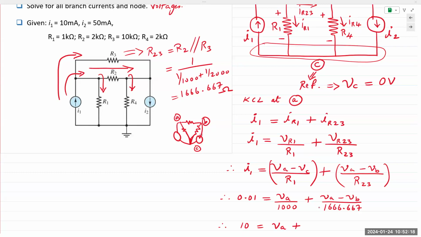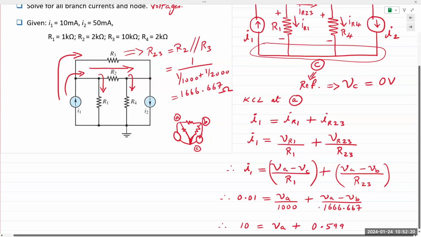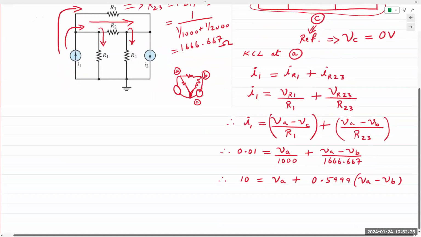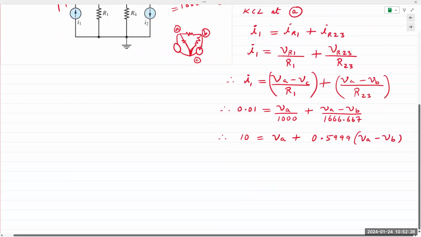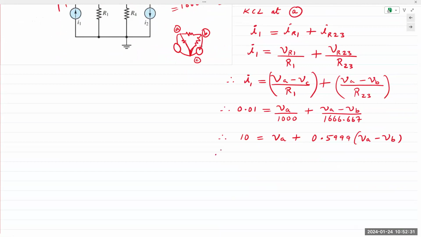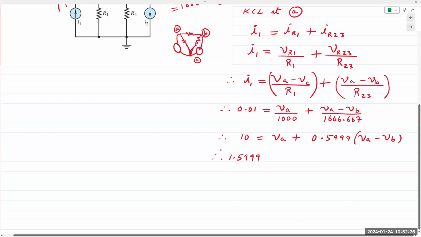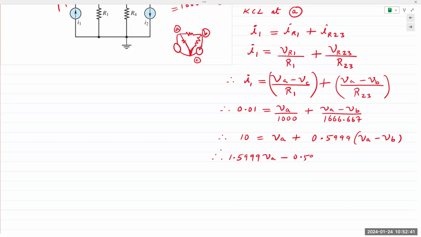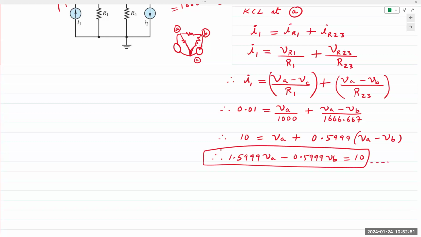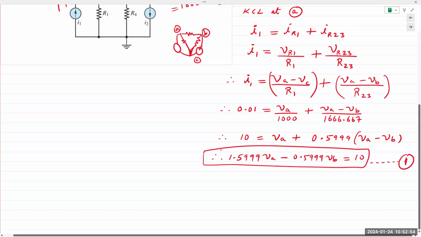So I would have 0.599 VA minus VB. And then rearrange the terms, I would get 1.599 VA minus 0.599 VB is equal to 10. And this is my first equation.